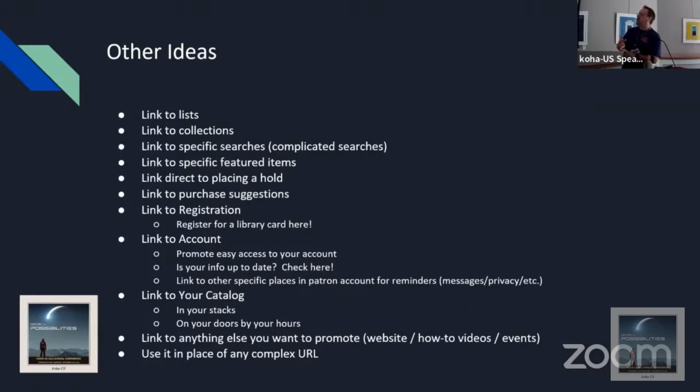Link to list, link to collections, link to specific searches that might be a little bit more complicated, link to specific featured items. You could link direct to placing a hold, link to purchase suggestions. If people aren't finding what they need, you can have a screen that says, "You're not finding what you need. Click here and let us know." So have a QR code for that.